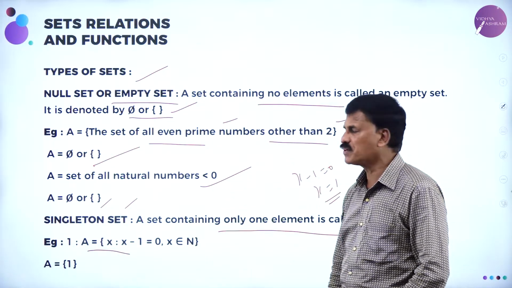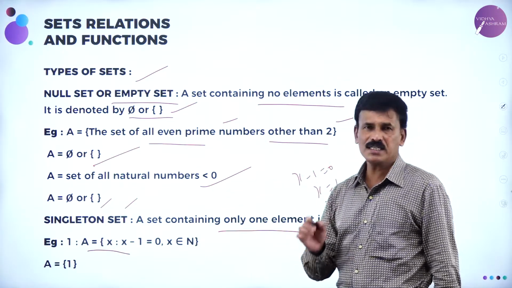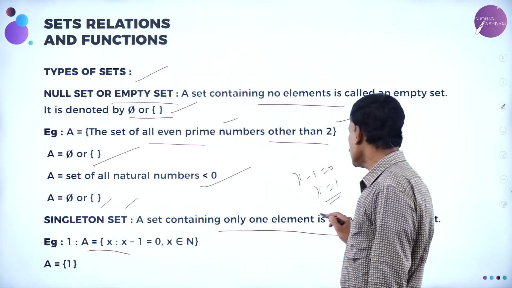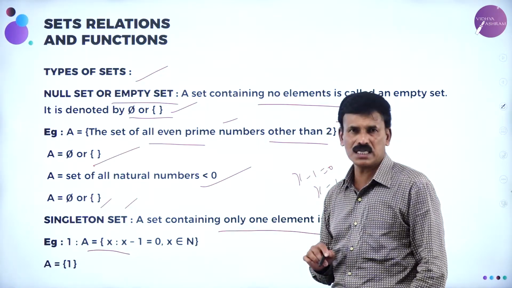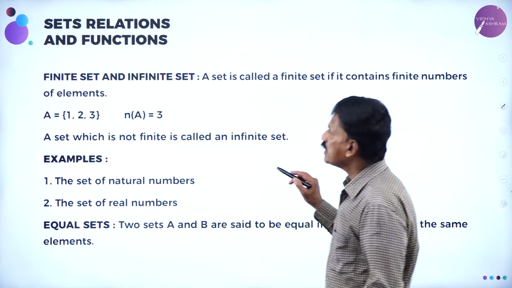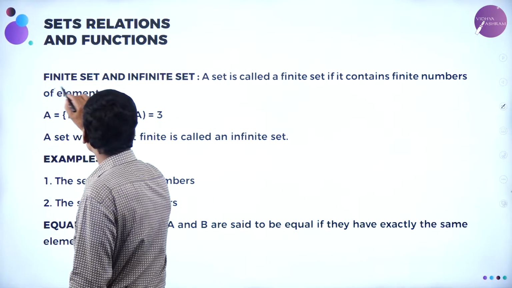This is an example for a singleton set. That means a set containing only one element is called a singleton set. Now, next, finite and infinite sets.